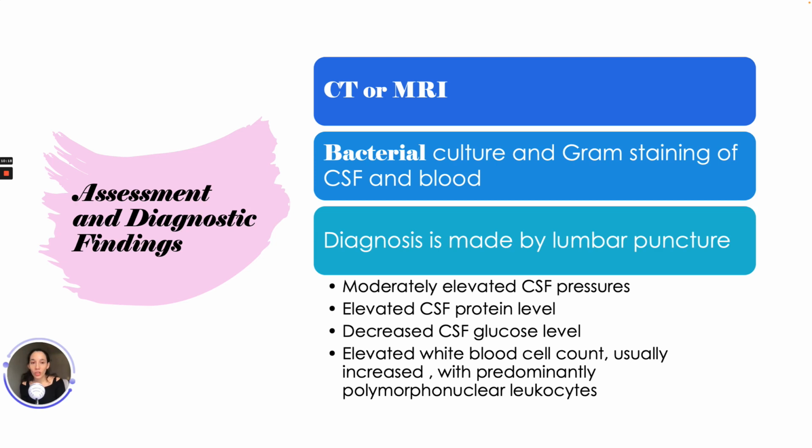Clients with bacterial meningitis usually demonstrate a moderately elevated cerebral spinal fluid pressure, elevated cerebral spinal fluid protein levels, so the normal amount is 15 to 45. Decreased cerebral spinal fluid glucose levels, so normal is 60 to 80. Elevated white blood cell count usually increases 100 to 10,000 with predominantly polymorphonuclear leukocytes. And a medical diagnosis is made by assessment of the clinical findings and is confirmed by isolating the causative organism from the cerebral spinal fluid.